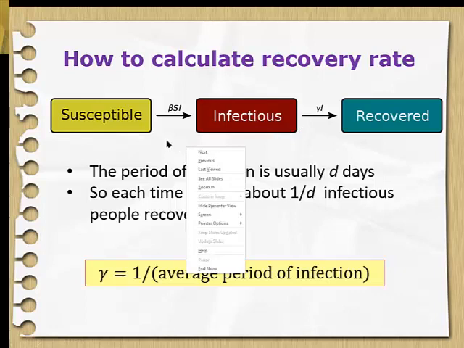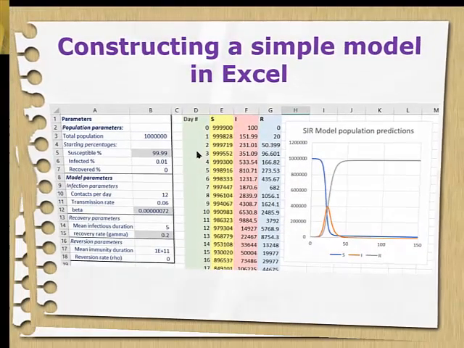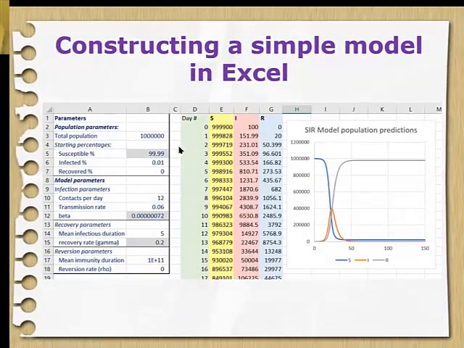Now there's some simplifications because these are average rates and not detailed rates. So we'll stop here for this slide. In the next presentation, I'll tell you how to construct a simple model using Excel.